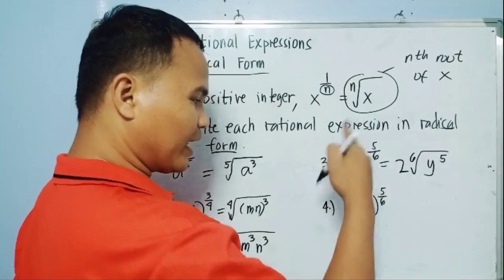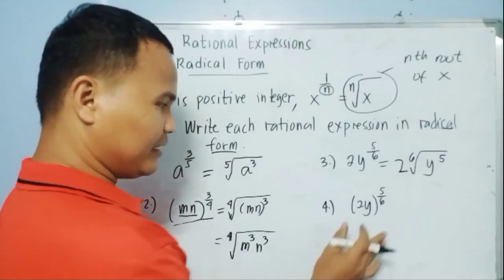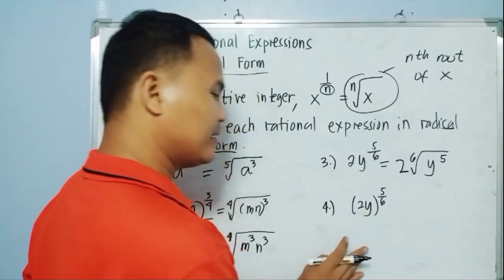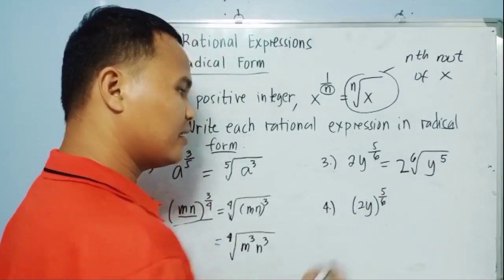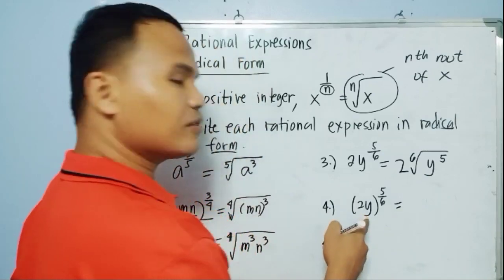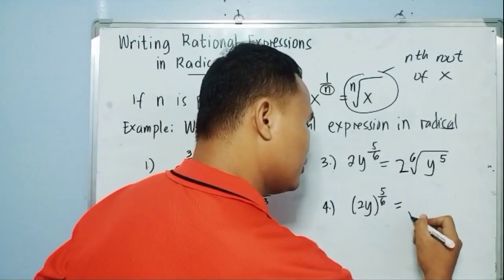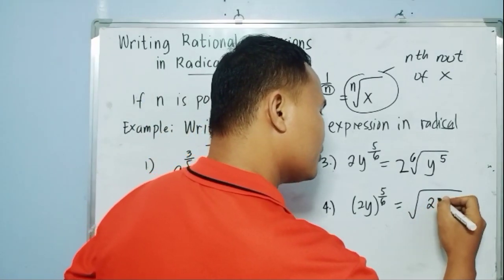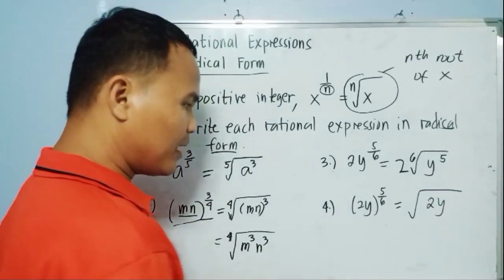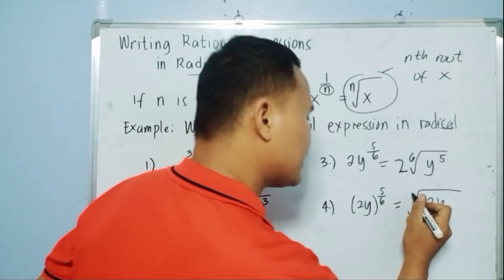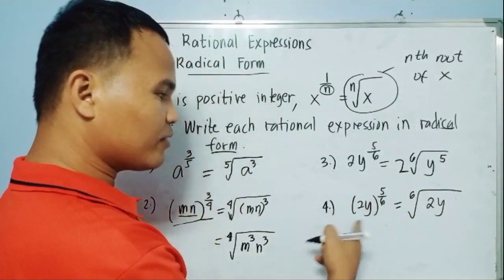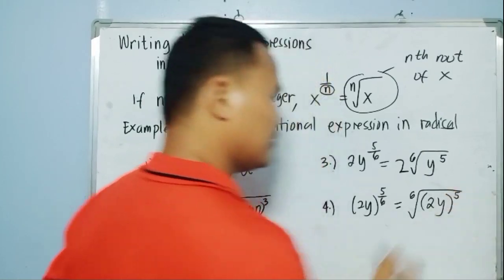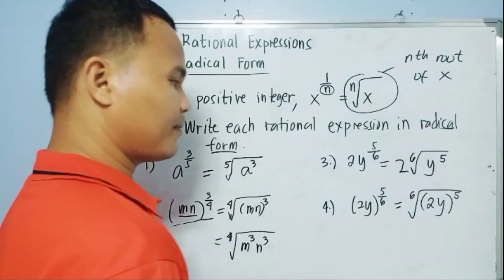Sa number 4, gibutang na siya og parenthesis. Meaning to say, si 2 ug si y raised by 5 over 6. So, ang atong radicand dinhi, si 2 ug si y. So, isuod na to siya sa radical sign, ang 2 ug ang y. What is our index? 6. What is the exponent of 2 and y? That's 5. So put a parenthesis and raise to the power of 5.